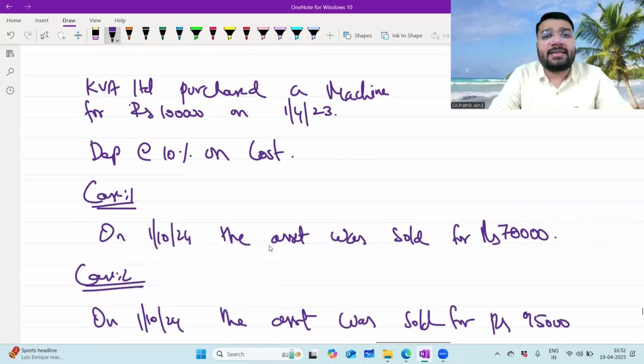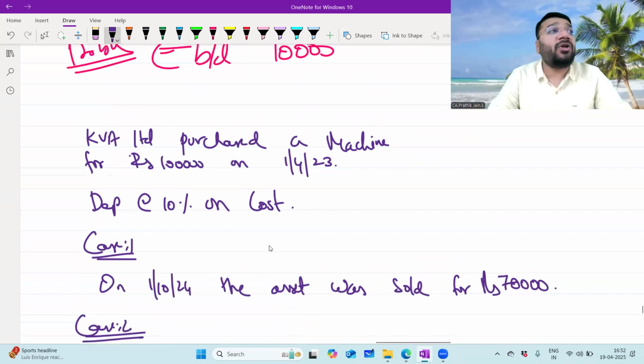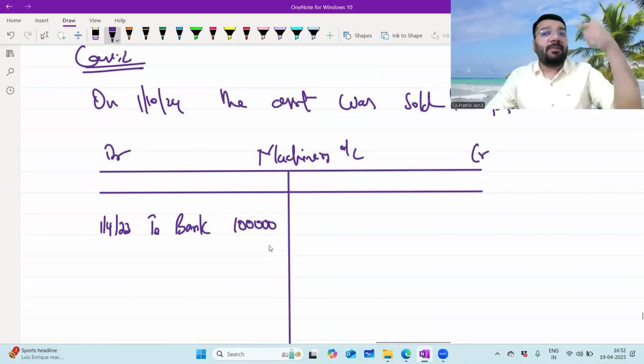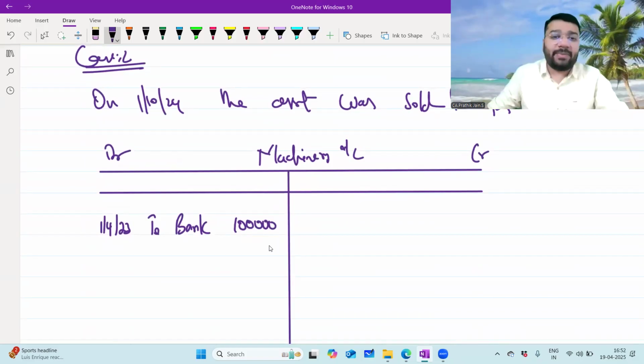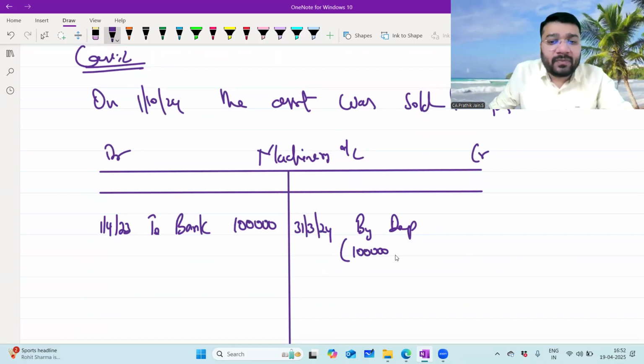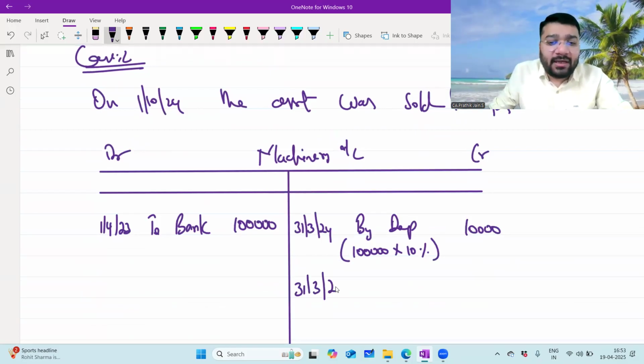In that year, 23-24, did you buy any other asset or sell any asset? No. So we have used that entire machine for the entire year, so depreciation will be for the entire 12 months. What is the journal entry for depreciation? Depreciation to machinery. So in machinery account, on 31/3/24, by depreciation 1 lakh into 10%, which is 10,000. Now, what is the closing balance? By balance carried down is 90,000.